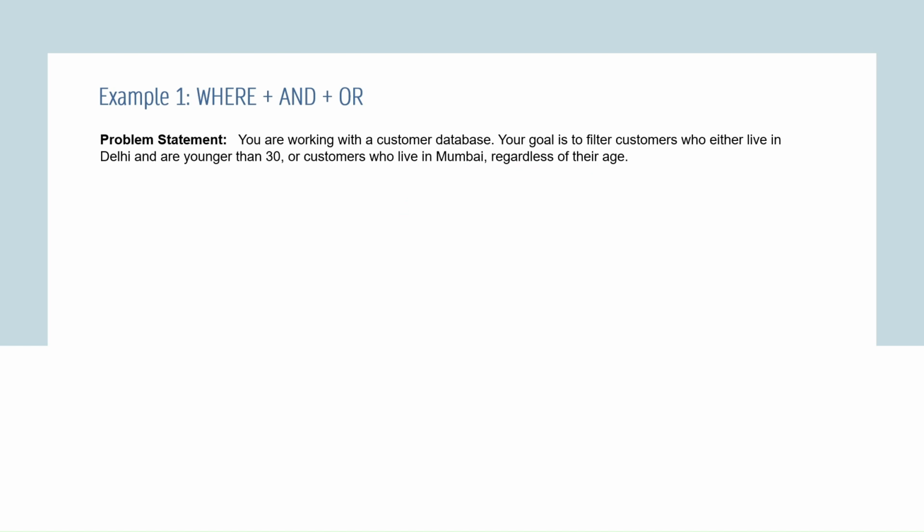Now basically what you have been given over here is a sample customers data set, and you want to filter the customers. Since you want to filter, you'll make use of the WHERE clause. There are some conditions given based on which you have to perform the filtering. The first condition is the customers who live in Delhi and are younger than 30.